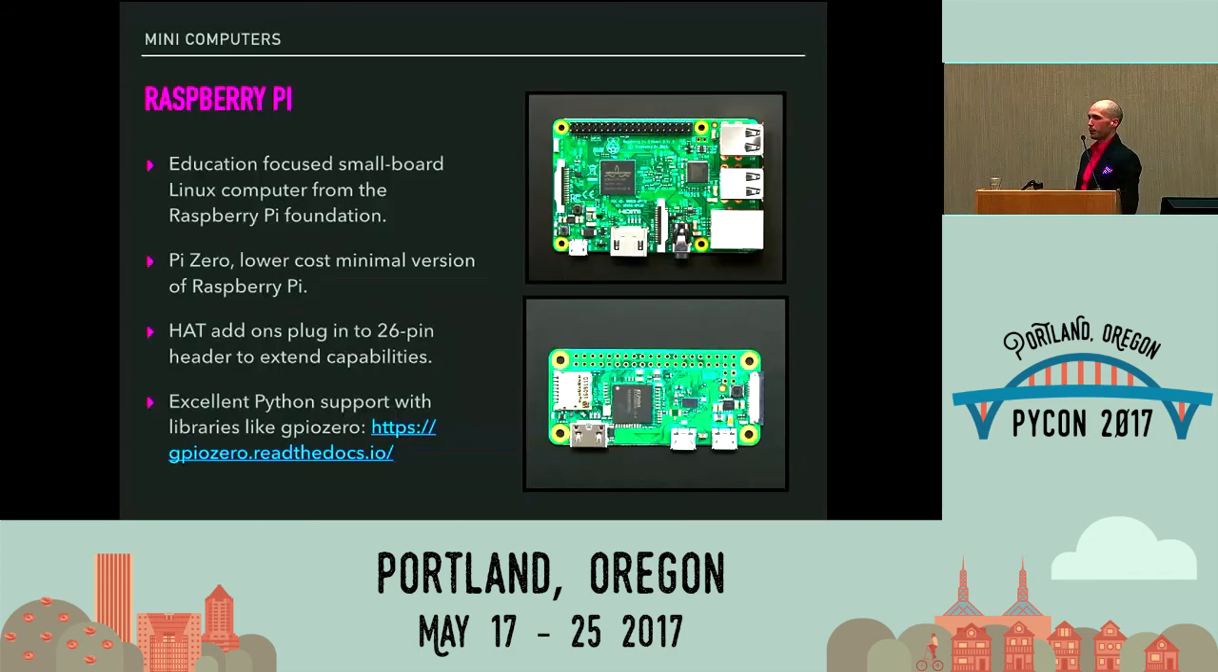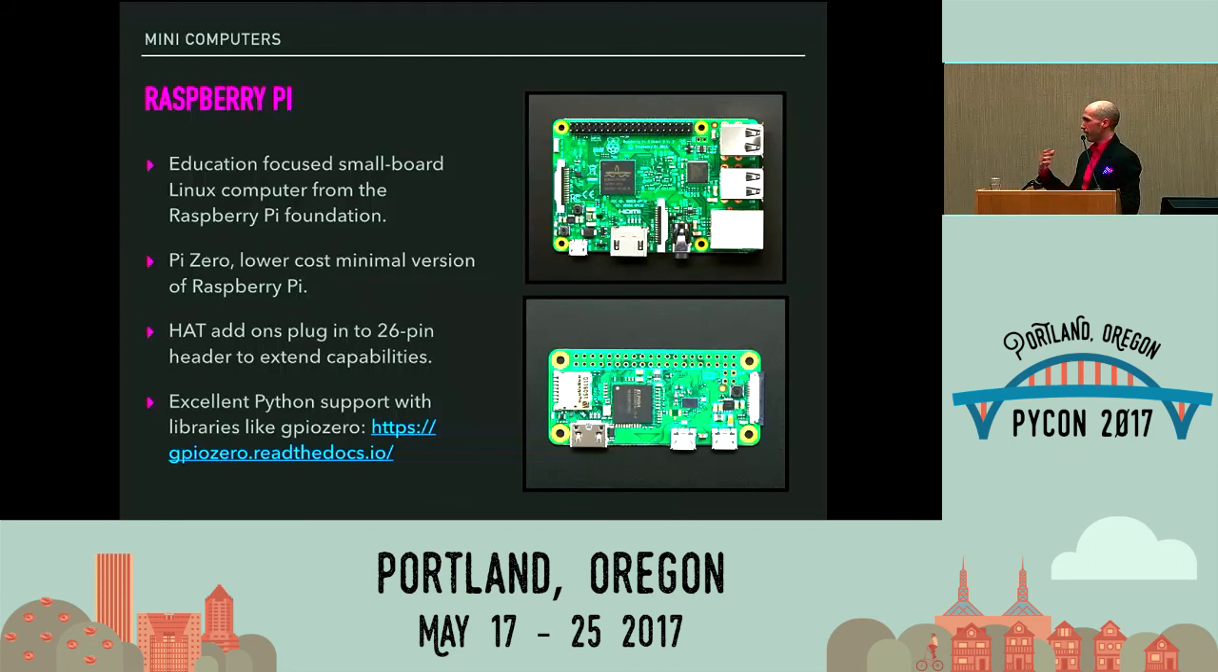And the Raspberry Pi, of course, is kind of the most well-known one. It's a huge success. It was created by the Raspberry Pi Foundation as an education-focused board, and there are multiple variants of it now. You can get small boards, like the Raspberry Pi Zero. So really cool board. There's an ecosystem of hats, which are expansion boards that stack on, and you can add things like motor controllers or LCD displays. So if you're looking at a mini computer, the Raspberry Pi is the first one to look at for sure. And there's really good Python support for it.